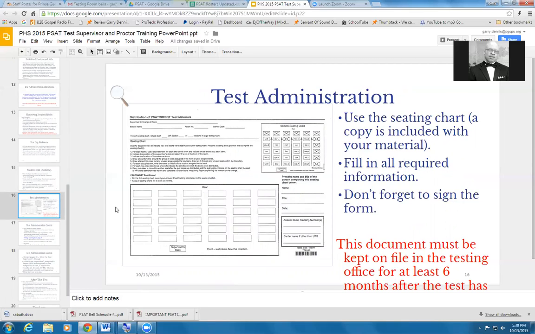Test administration seating chart. There's a seating chart, meaning there's a form going to give you the positions, how students are seated. All you're really going to fill in for the most part is all required information, which is at the top. It's not as important, but please don't forget to sign that form, just your name at the top and how many students were in your class. Oh, and this can be done while students have begun the administration of that test.